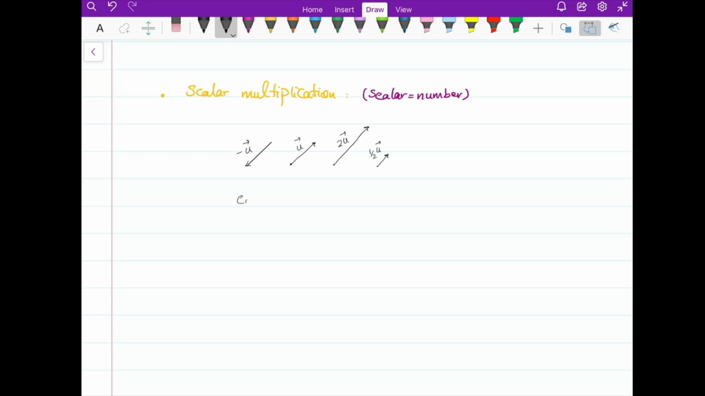So component-wise, if we have a scalar a, just number a, and I multiply it by a vector with the components u1, u2, and u3, it's the same as multiplying this number to each one of the components: a u1, a u2, and a u3.